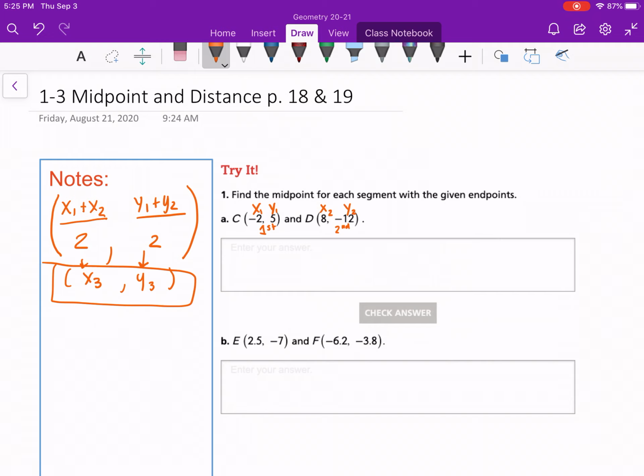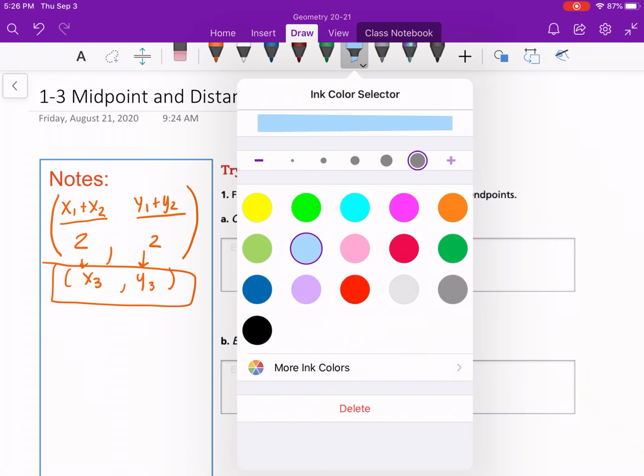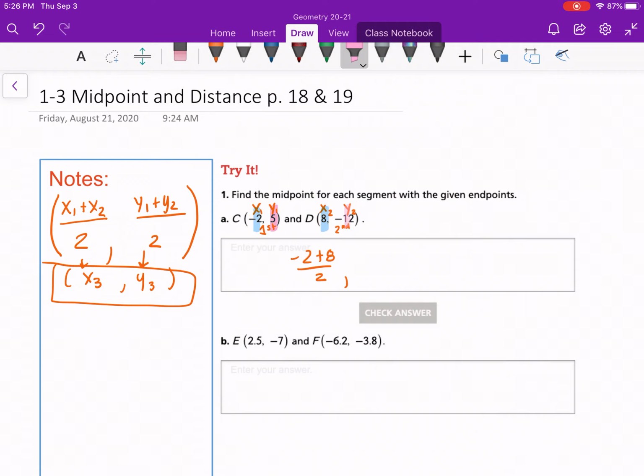So midpoint, midpoint, what do you do? Add them, meaning the x's, together and divide by 2. Add them, meaning the y's, together and divide by 2. What that looks like is I'm going to take just my x's and add them together and divide by 2. And I'm going to take just my y's and add them together and divide by 2.